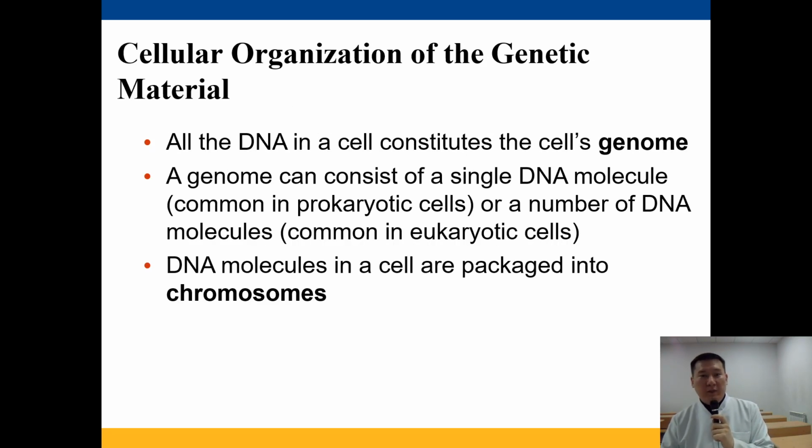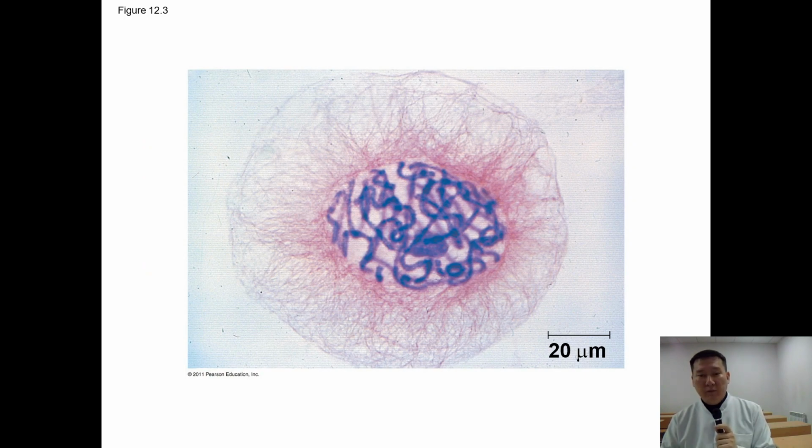Cellular organization of the genetic material. All the DNA in a cell constitutes the cell's genome. A genome can consist of a single DNA molecule, common in prokaryotic cells, or a number of DNA molecules, common for eukaryotic cells. DNA molecules in a cell are packaged into chromosomes. In this figure you can see chromosomes. Here they are. That's the genetic material, and that is a cell. As you can see, that's a very large cell.